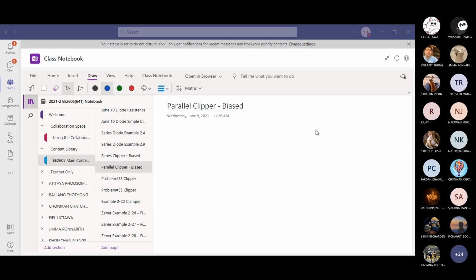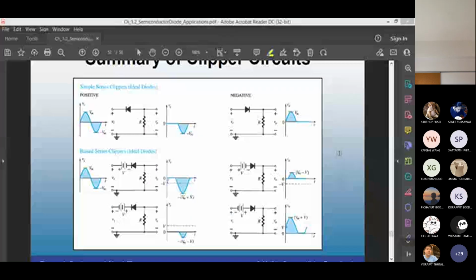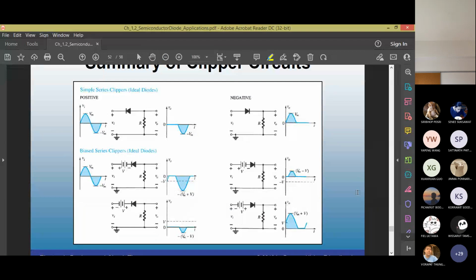For that, I will again switch the screen. Screen sharing is now off. And screen sharing is going back to the PDF document. Any further questions about the clipper?